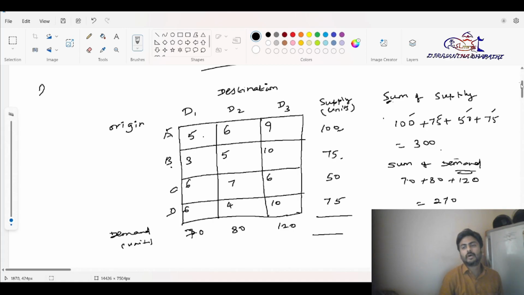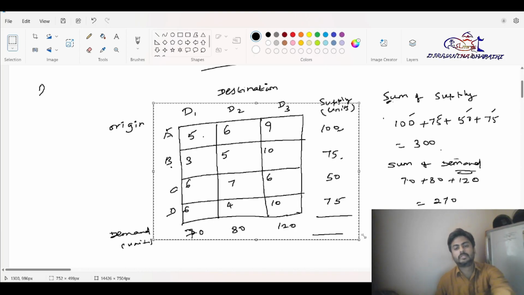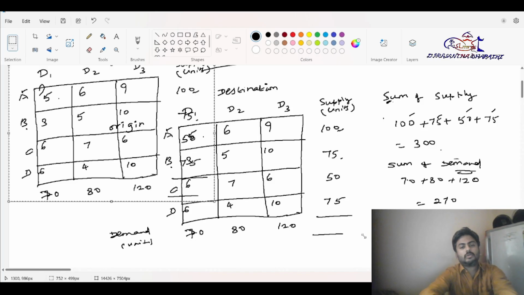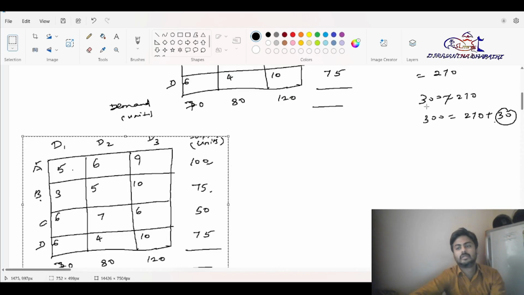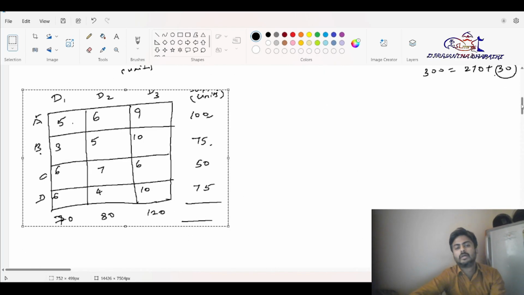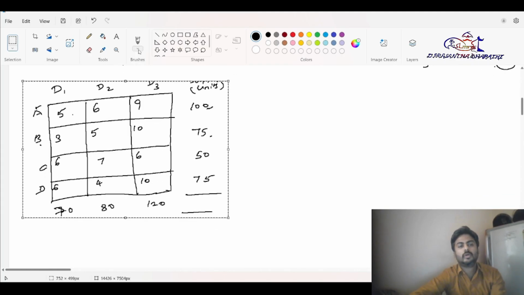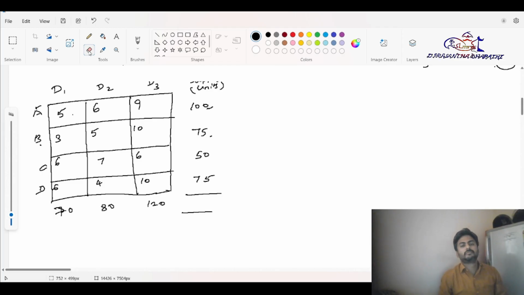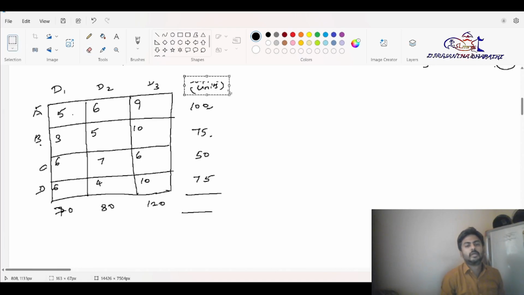So for that, let me copy the given problem like this, control plus C, then control plus V. Let me paste it here. Now we are going to solve this problem step by step. Erase the unwanted things, because the problem is going to be solved purely based on the numbers.